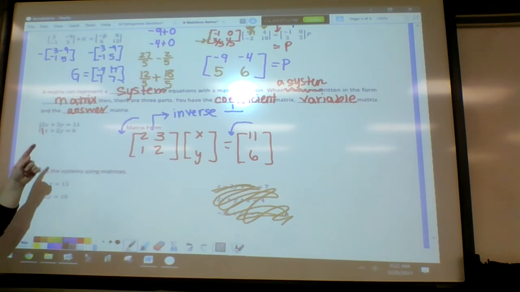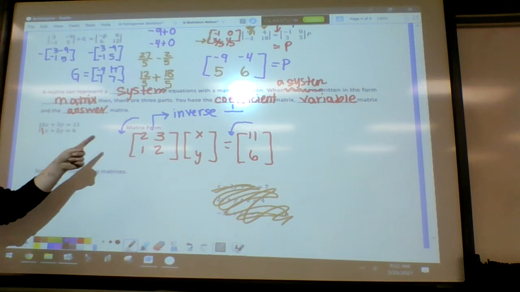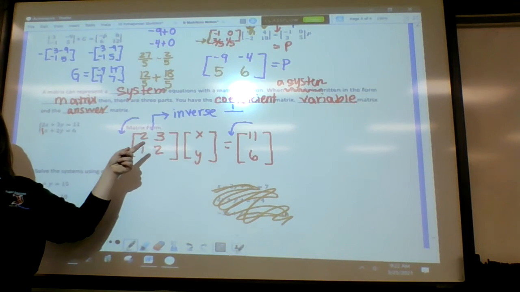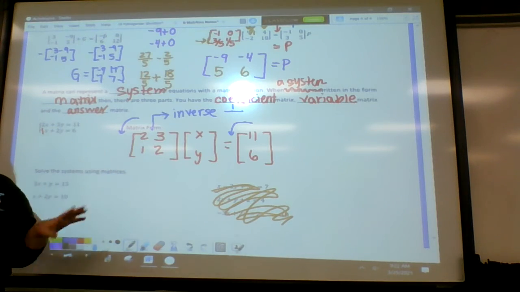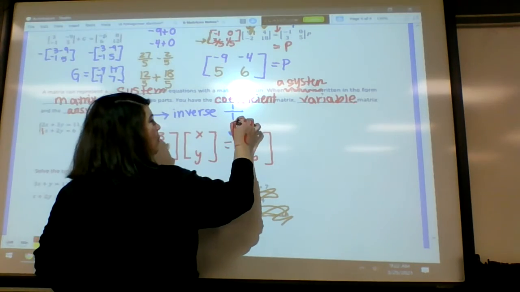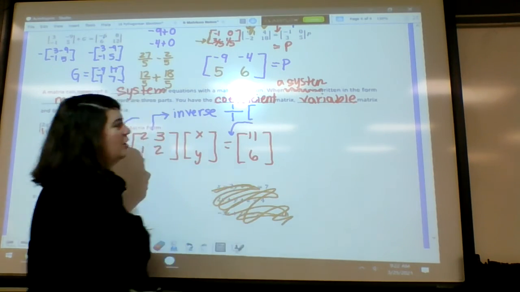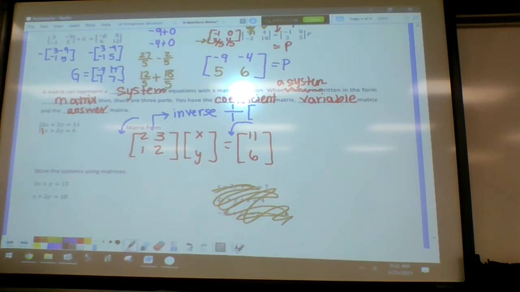All right, so inverse, 1 over the determinant. Determinant is 2 times 2, which is 4. 3 times 1 is 3. 4 minus 3 is 1. So 1 over 1, which is really nice, right? Glad we didn't get fractions on this one.